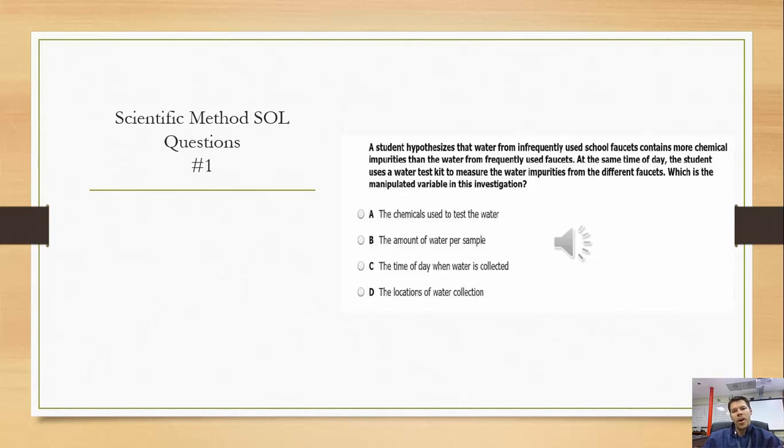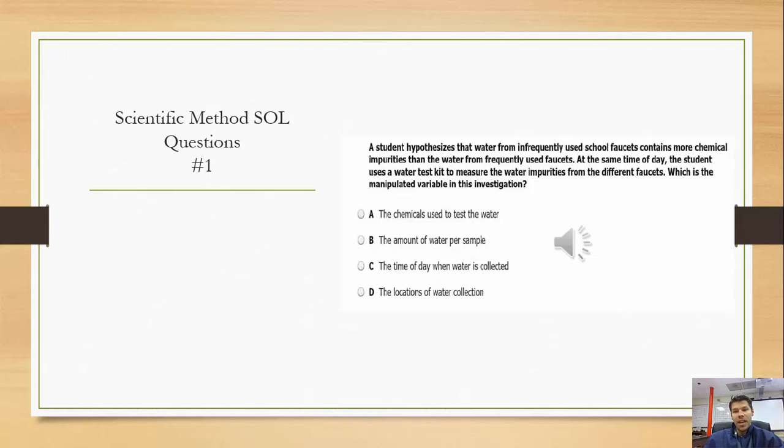So, a student hypothesizes that water from infrequently used school faucets contains more chemical impurities than the water from frequently used school faucets. What you need to understand right now is what the student guesses. His educated guess is that water from a school faucet that's not used very often is going to be a dirtier, more impure water than water from a faucet that gets used all the time.